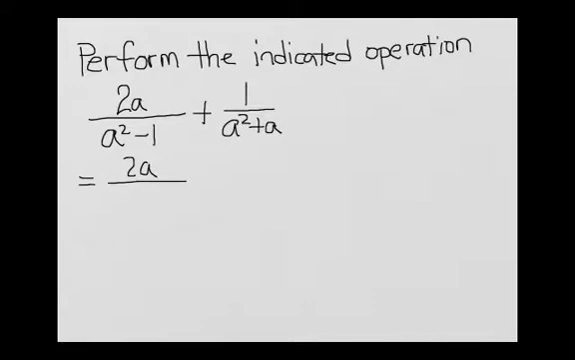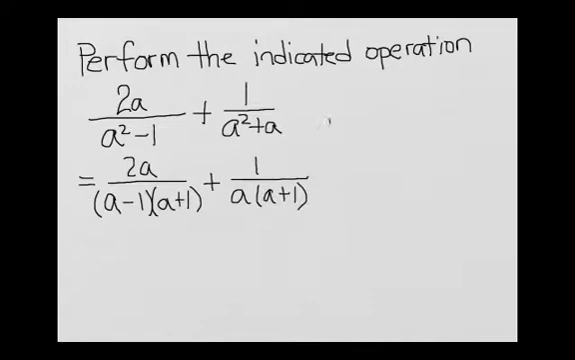For the first fraction here, the denominator is the difference of squares, so it's going to factor into a minus 1 times a plus 1. And for the second fraction here, we have a greatest common factor of a, which we can factor out, and we're left with the binomial a plus 1.